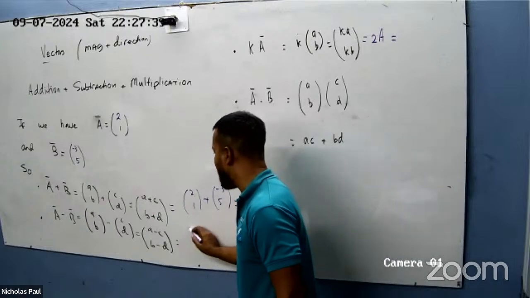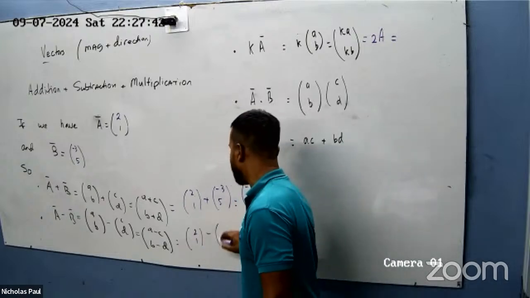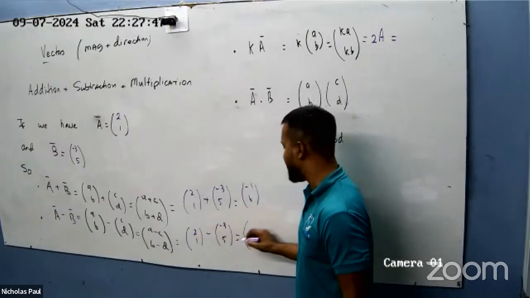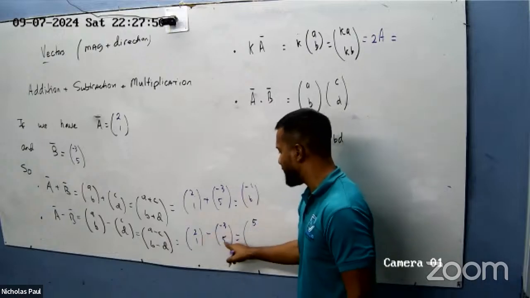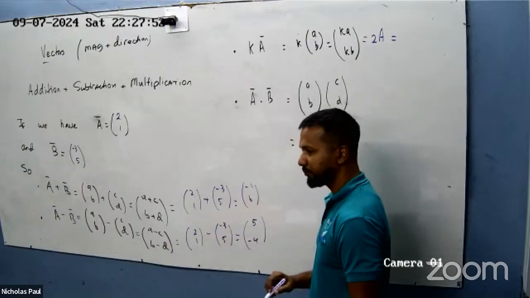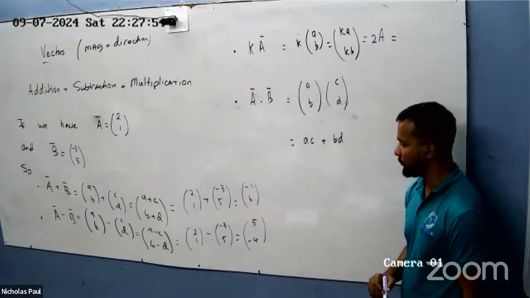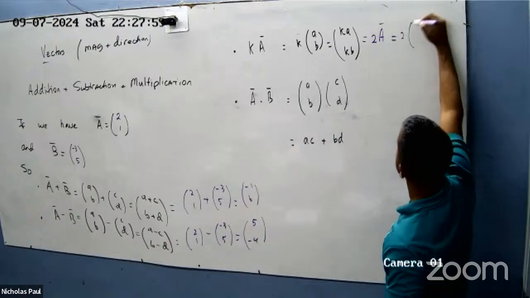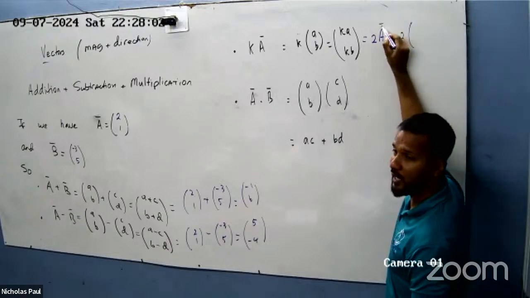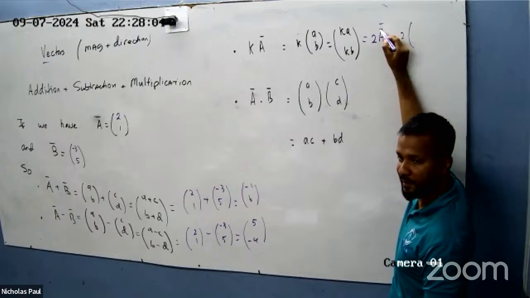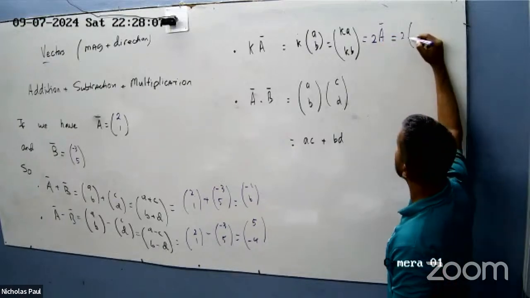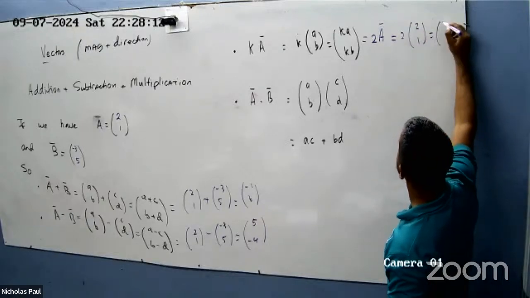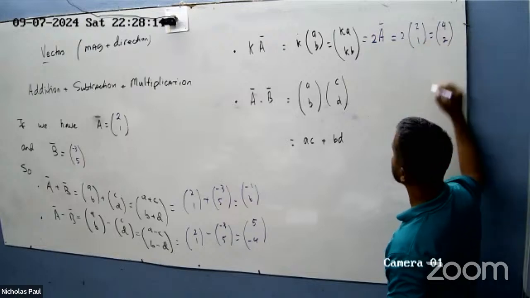Minus it now. (2, 1) minus (-3, 5). 2 minus minus 3, that's 5. 1 minus 5, that's minus 4. Right? They want us to get 2a. So that's 2 times a, remember to always put a little line on top. The line on top signifies the vector. Okay? So it's 2 times (2, 1). 2 times 2, that's 4. 2 times 1 is 2.